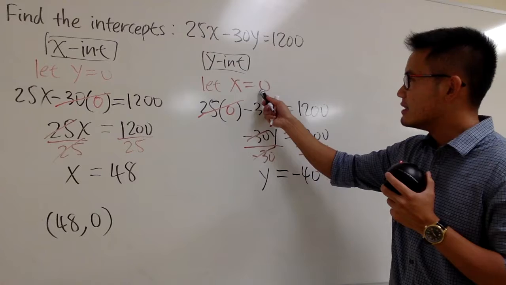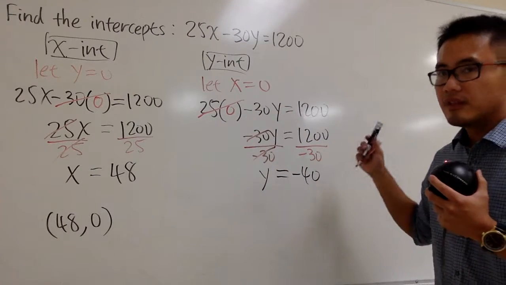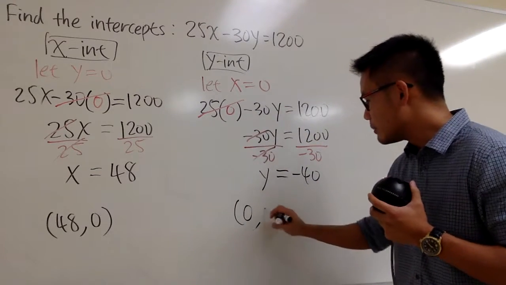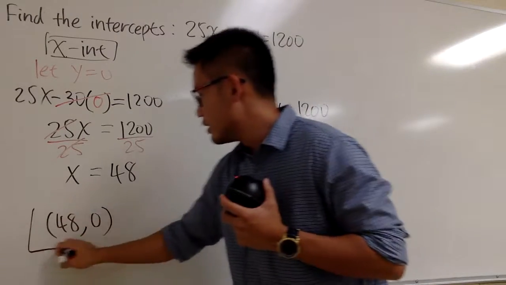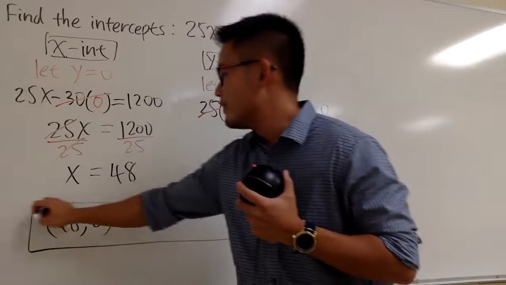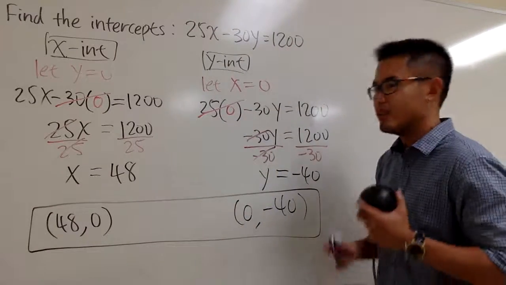Okay, in this case, x is 0, y is negative 40. So we put down 0, comma, negative 40, and that's the y-intercept. Together, these are the intercepts that we have for the graph of this equation. And we are done.